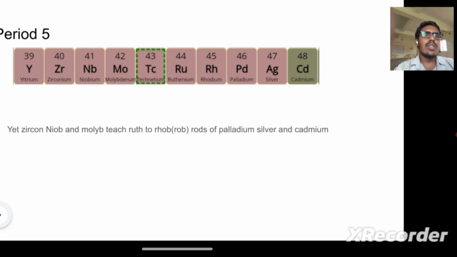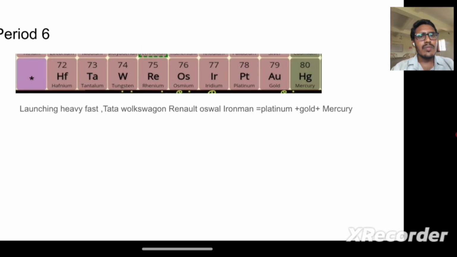Now let's get into period 6. These are the elements in period 6: hafnium, tantalum, tungsten, rhenium, osmium, iridium, platinum, gold and mercury. So let's get into the mnemonics to remember them.